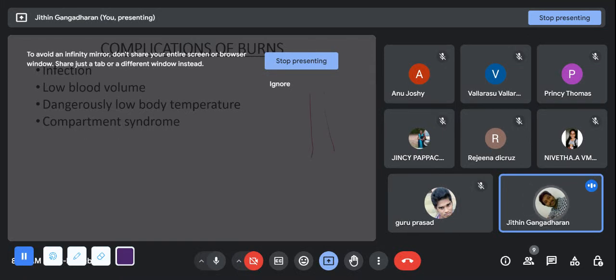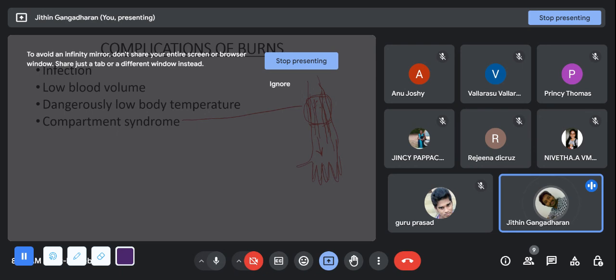See, if this is your hand and these are your fingers, and you have a burn here, at this area you may have an edema. This edema will press on the underlying arteries, it may be the radial artery or the ulnar artery. So this edema will compress the artery, and the circulation to the hand will be impaired. This condition is known as compartment syndrome.